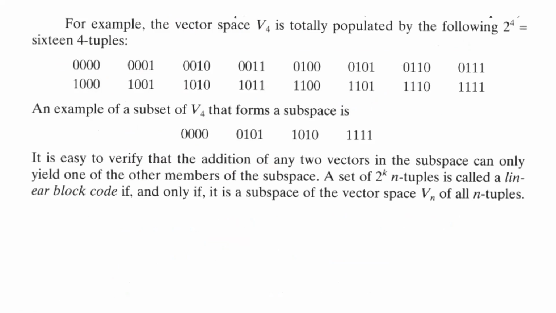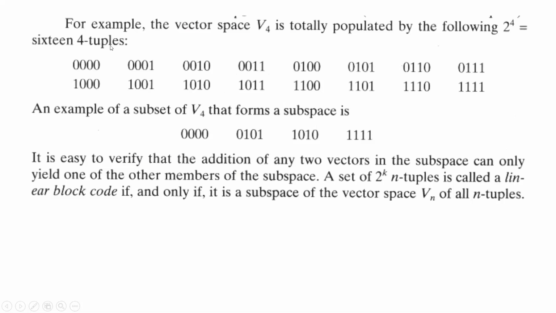How many combinations will be there? There will be 16 combinations: 0, 0, 0, 0, 1, 0, 0, and so on. All these are the possible 16 combinations, right? And this V subscript 4 is the vector space. That means the total number of combinations of bits is called the vector space. So how many elements are there in this vector space? 16 elements.